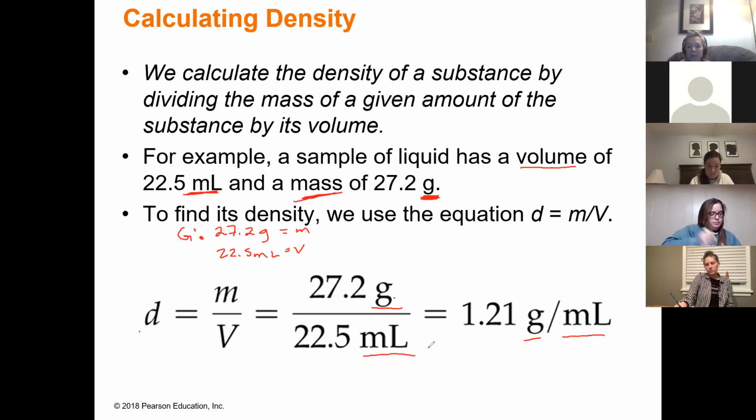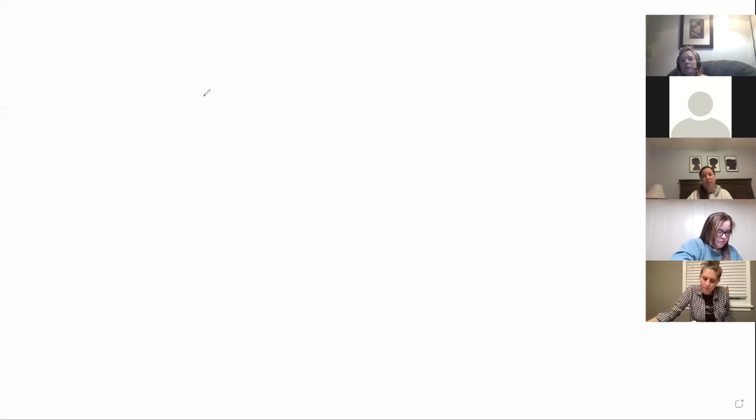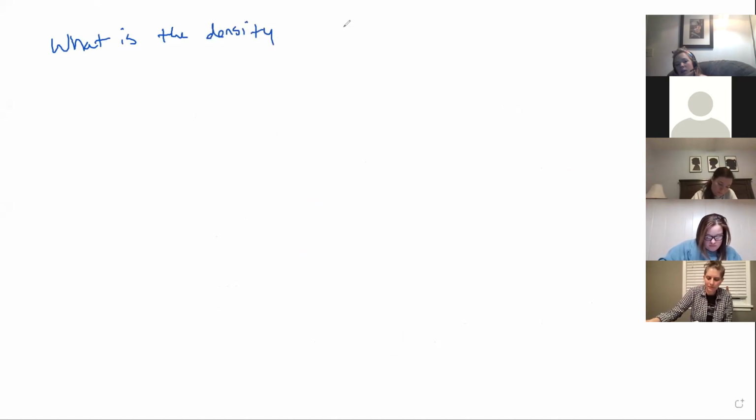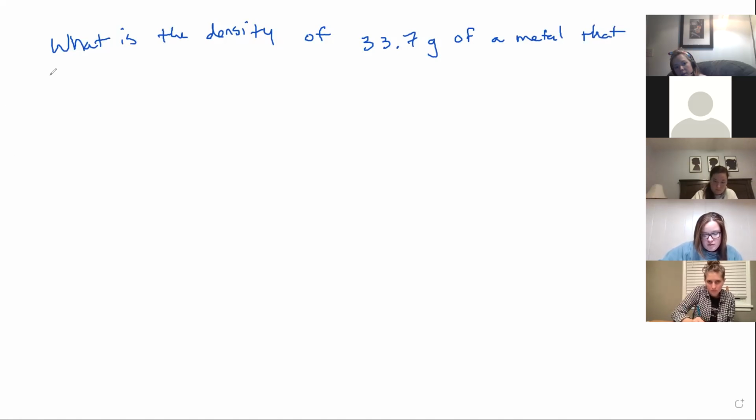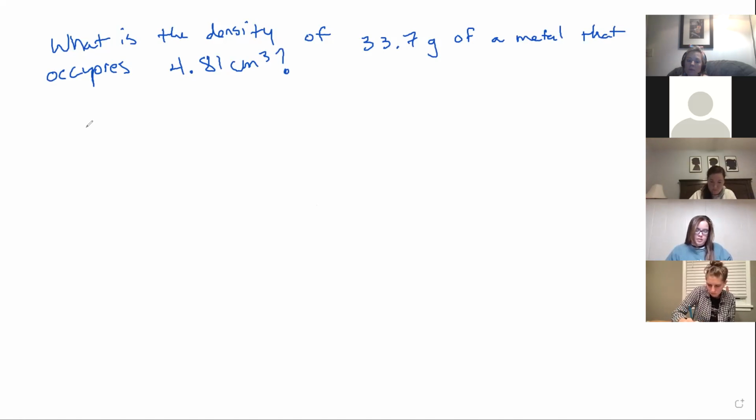So let me give you a density problem here. What is the density of 33.7 grams of a metal that occupies 4.81 centimeters cubed. You guys have 2 minutes.